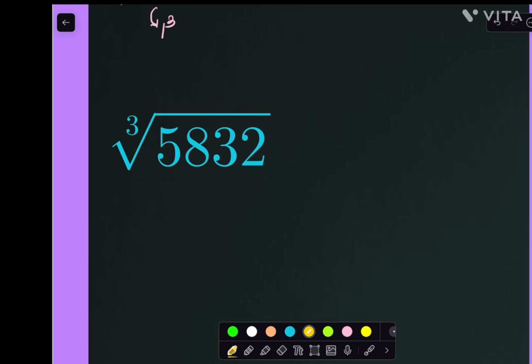And see the next one, cube root of 5832 I want to calculate. Mark bars on 3 numbers from right to left, right? It contains 2 bars here. Your answer is a 2-digit number, right? Here also the same thing. If the number ends in 2, its cube root value definitely ends in its complement value 8, right? Now these 3 digits are discarded, right? Now I need to find the number starts with which number, right?